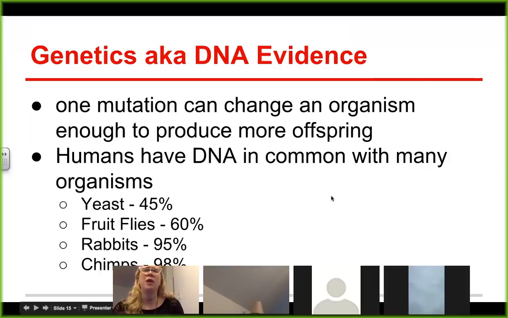And then, of course, we've talked about this before, but how much DNA we have in common with other organisms. 45% of your DNA is identical to a yeast, 60% to a fruit fly, 95% to a rabbit, 98% to a chimp, right? So that's a lot of DNA to have identical and in common for these organisms.